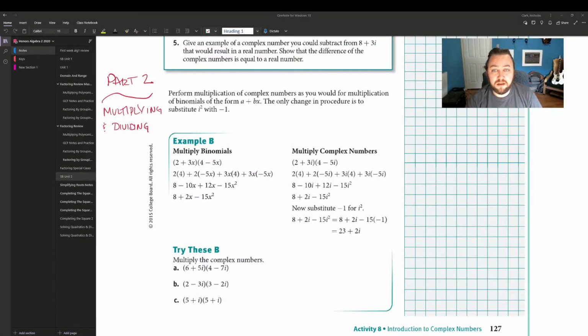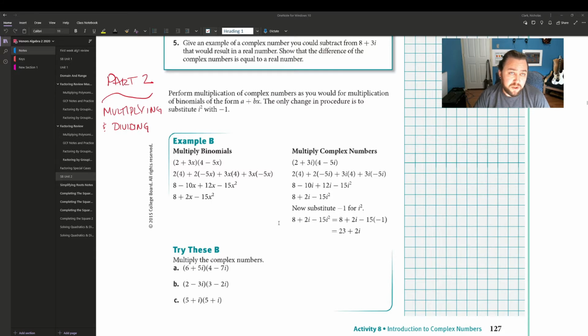All right, so let's get down to the nitty-gritty on this one. Multiplying complex numbers works about the way you would think it would. What we were doing before was adding the A values, adding the B values. We're treating them like binomials, and that's what we're going to continue to do here. We're going to multiply them as we do binomials.